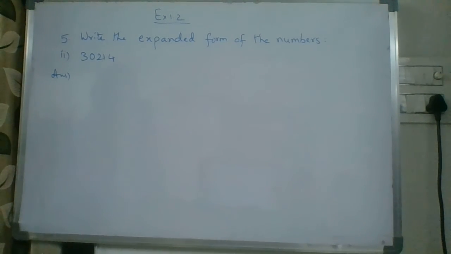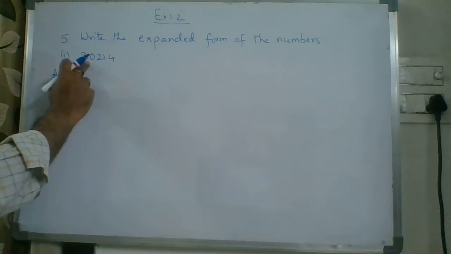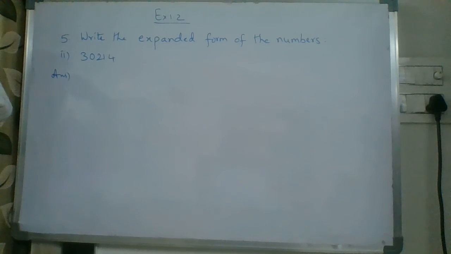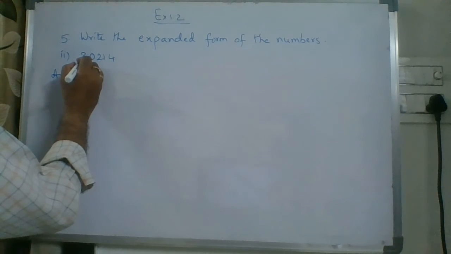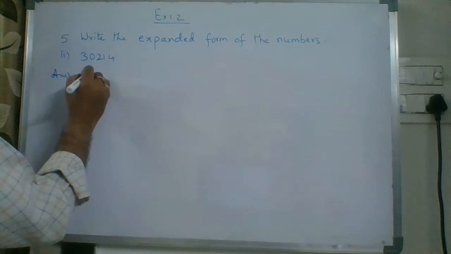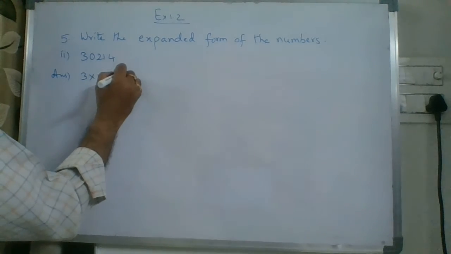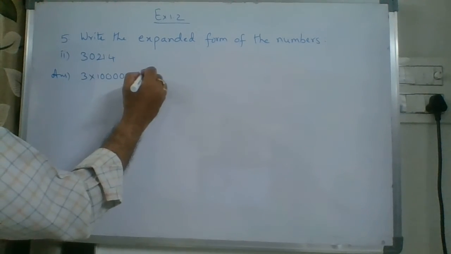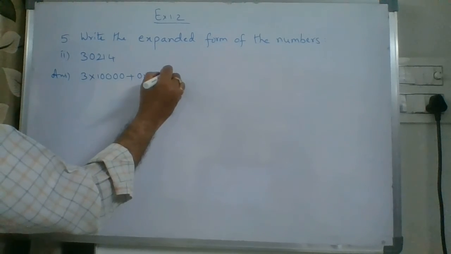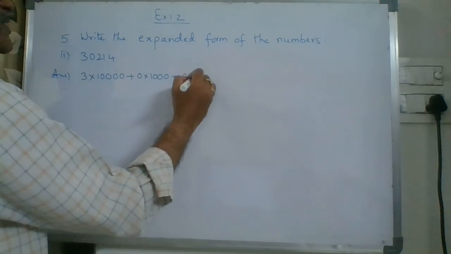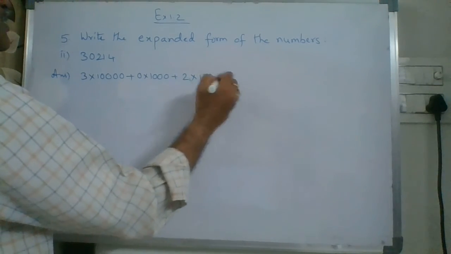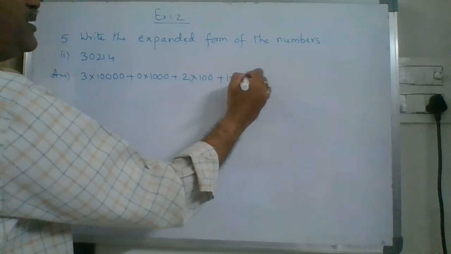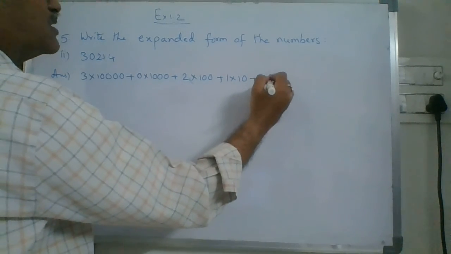Now, the fifth question is write the expanded form of the given numbers. I have taken the second one in that, it is 30,214. How do we write in expanded form? See, 3 is in 10,000's place, isn't it? So 3 into 10,000 plus 0 is in 1000 place and 2 is in hundreds place. So 2 into 100 plus 1 is in tens place, so 1 into 10 plus 4 is in ones place.